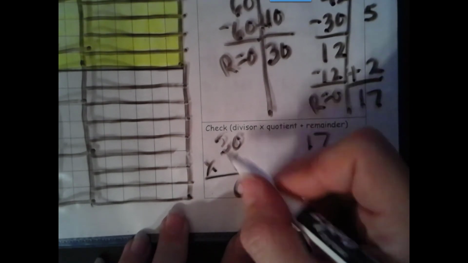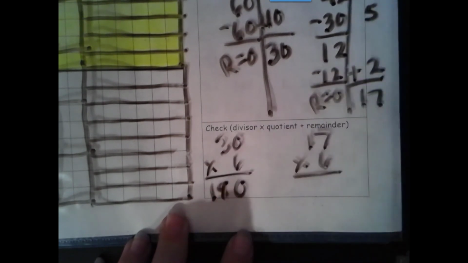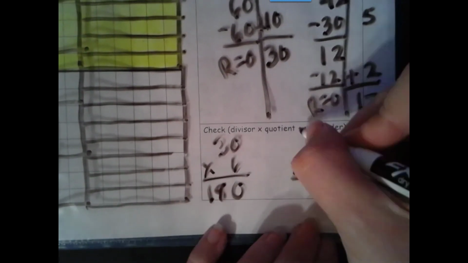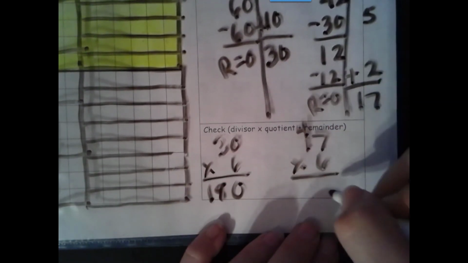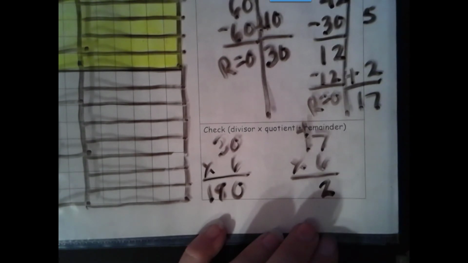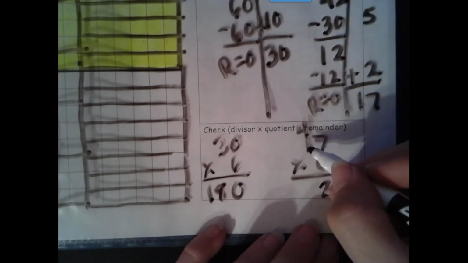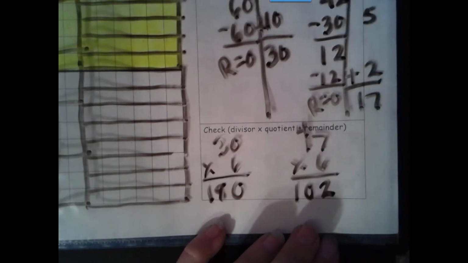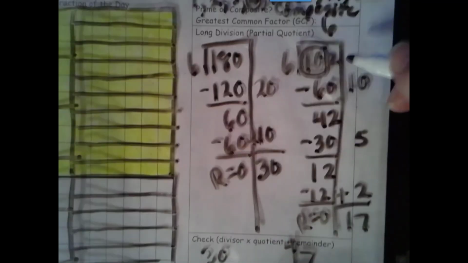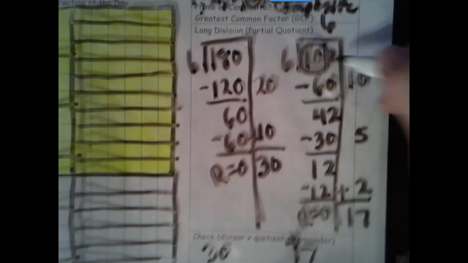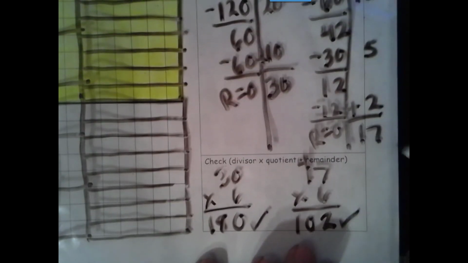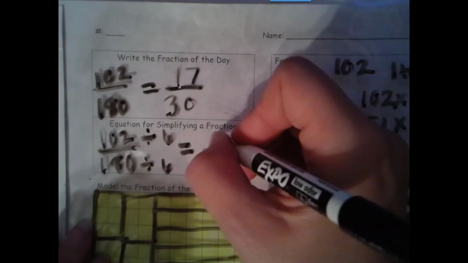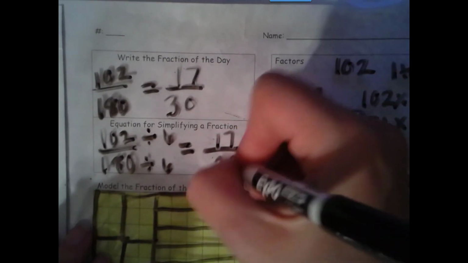6 groups of 3 tens is 18 tens. 6 groups of 7 is 42, so I put the 4 tens in the tens place and the 2 ones down here. 6 groups of 10 is 6 tens, plus 4 more tens is 10 tens, or 100. So 102, that matches our dividend up here, so that checks. 180, that matches our dividend up here, so that checks. So that means our numerator is definitely 17. And our denominator is definitely 30.